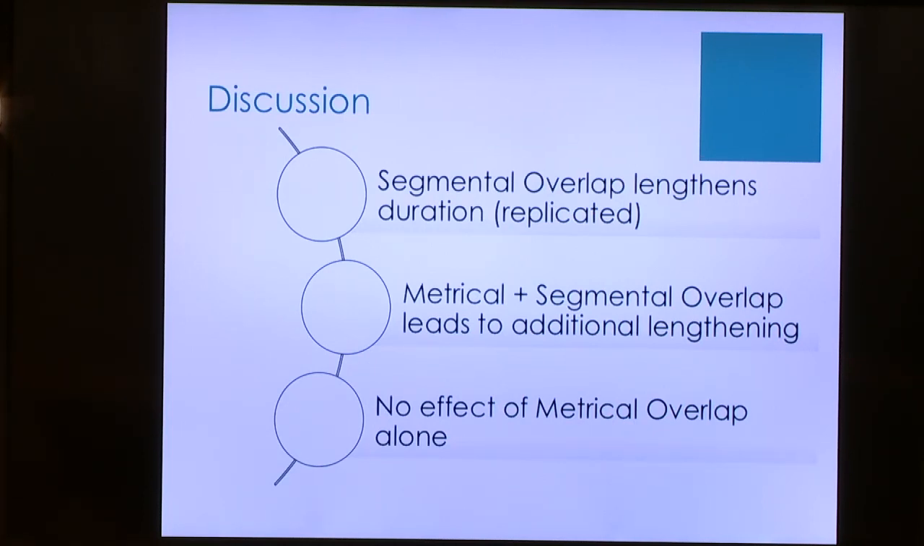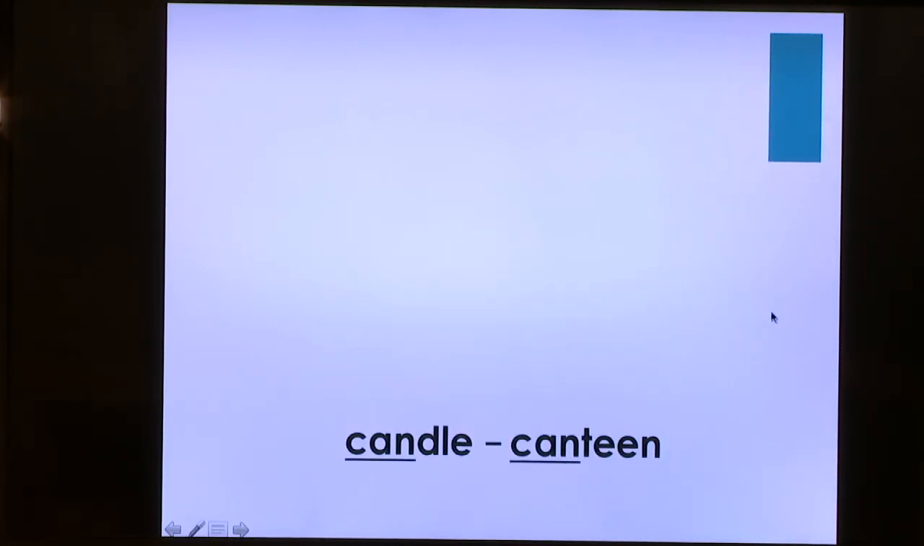So just to recap, we replicated our finding that segmental overlap by itself lengthens a word. And then we also found that when a prime and target have metrical and segmental overlap, this leads to additional lengthening, but we found no effect of meter by itself. So these findings indicate that metrical and segmental planning may be tied together in a critical way that affects the acoustic structure of syllables. So we don't see evidence that metrical and segmental spell out are separate processes necessarily, because if they were, I think we would see a lengthening effect of meter by itself. But instead, it seems that meter must be bound to segments in some way, during the phonological planning stages.